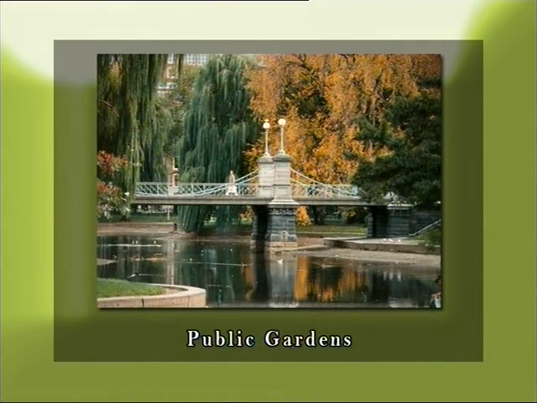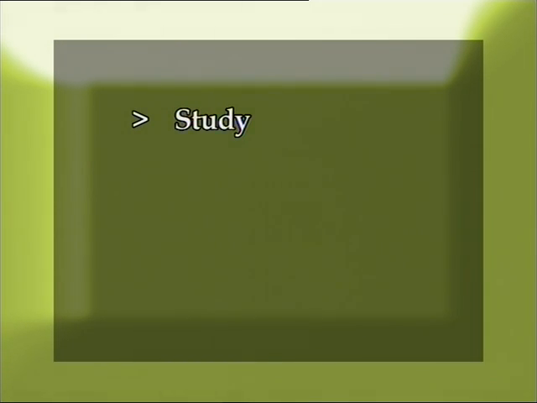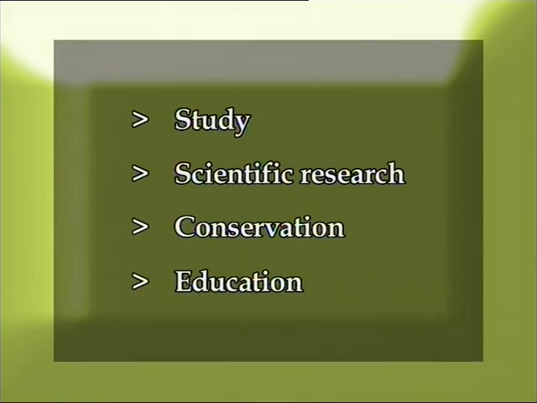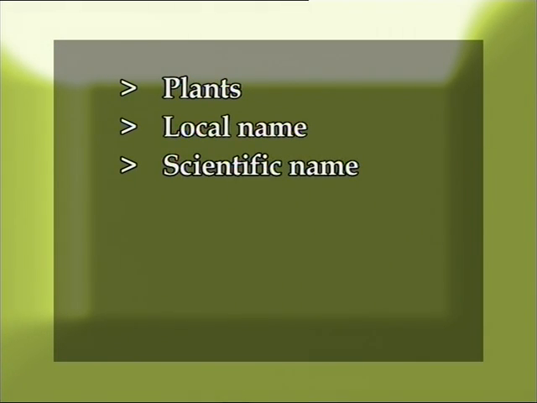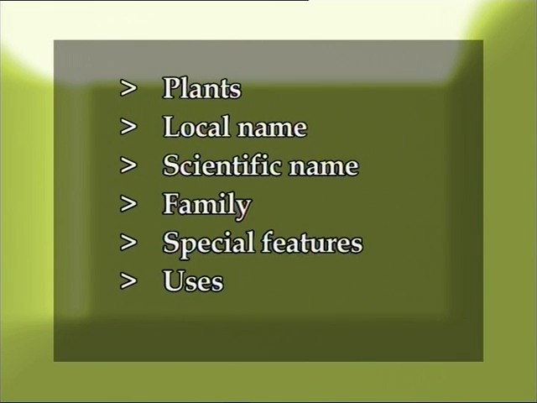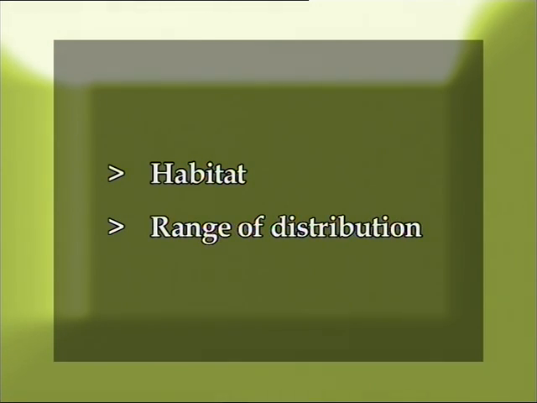Botanic gardens can be defined as public gardens which maintain collections of live plants, mainly for study, scientific research, conservation and education. Now the question arises, how do botanic gardens differ from a park? Botanic gardens usually have labeled plants that provide information about the plant's local name, scientific name, family, special features, uses and parts used, etc. Sometimes the labels may give us more information about when and where the plant is collected, its habitat, range of distribution, etc.